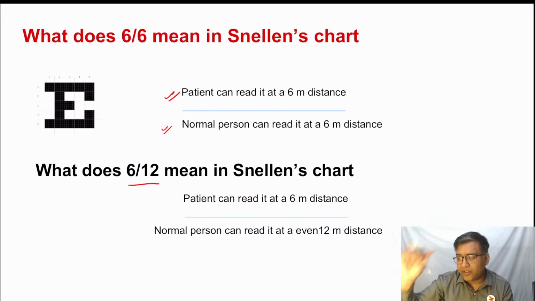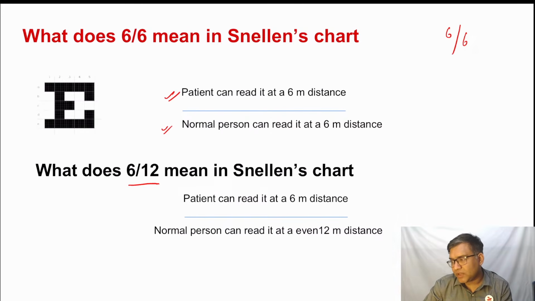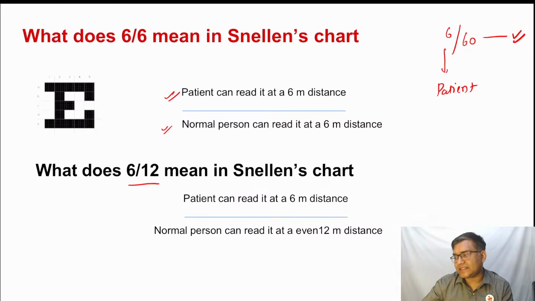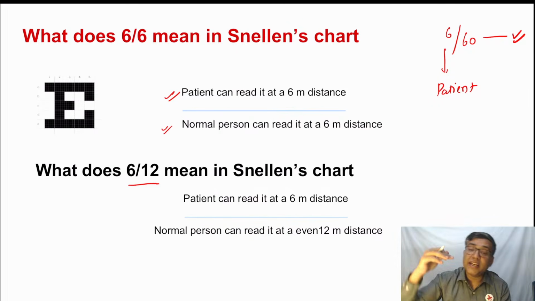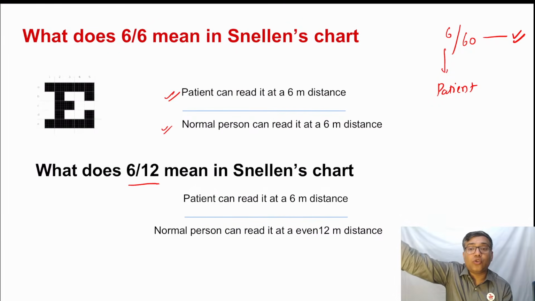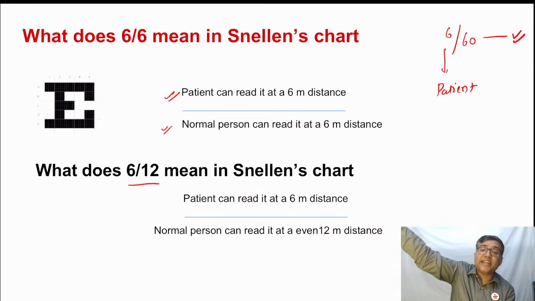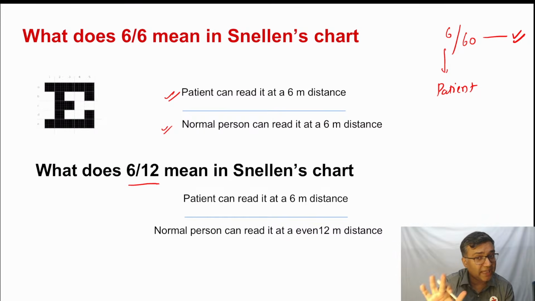Similarly, if we have a 6/60 vision, my patient can see it at 6 meter, but a normal person can see it even at 60 meter. It is such a big letter that the normal person can see it even at 60 meter. So this is a big letter. Our patient's vision is low vision in this case.